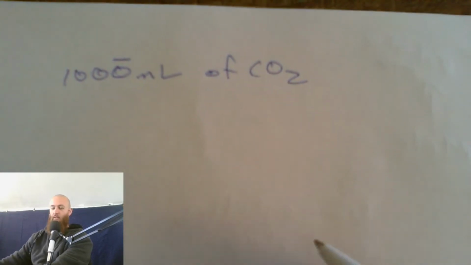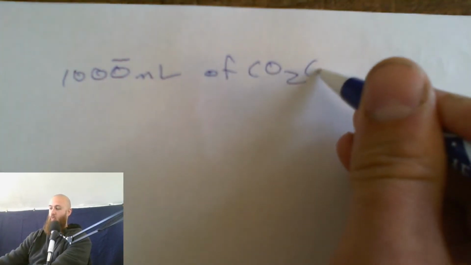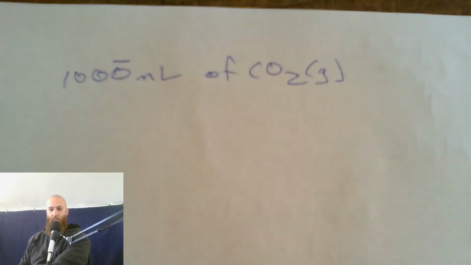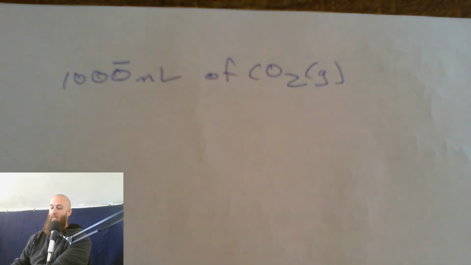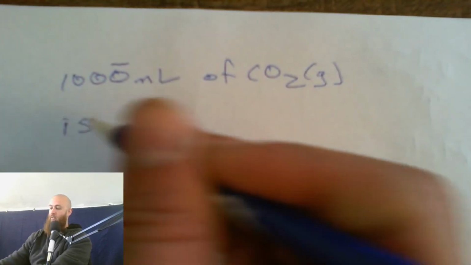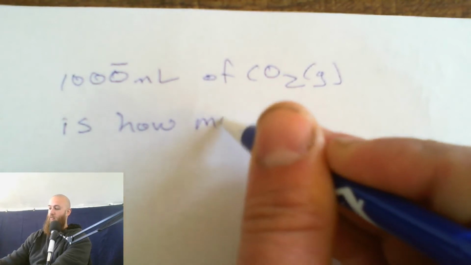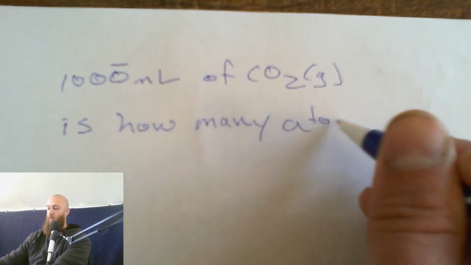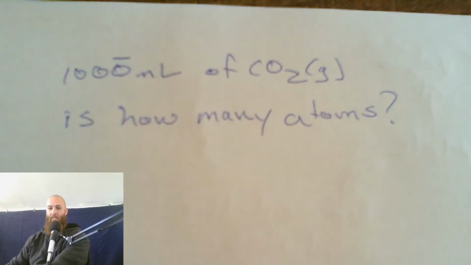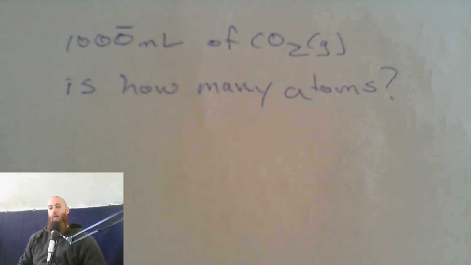So you'll know ahead of time. So 1,000 milliliters of CO2 gas. You'll start to see that soon, the little parentheses G. Remember that from a while back? Parentheses G means gas. So 1,000 milliliters of carbon dioxide gas is how many atoms? Let's go weird here, okay? That's the question. I'm going to set this one up for you, and then we can figure this out.